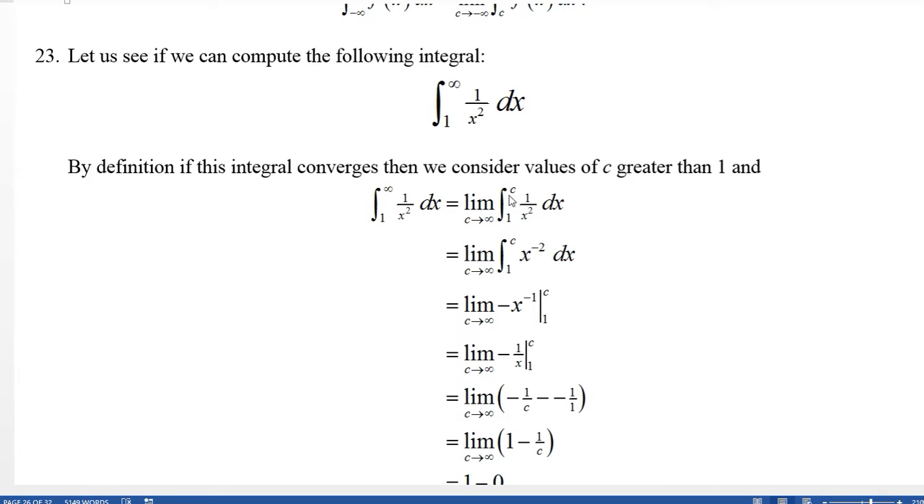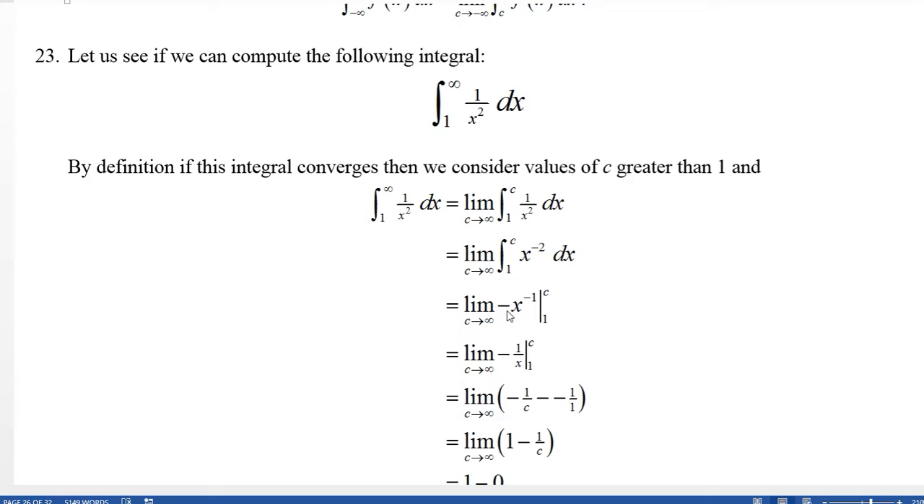Now we know that if we go from 1 to c, 1 over x squared is defined and continuous everywhere, so that integral definitely does exist, and not only that, we can find it. 1 over x squared is just x to the negative 2. We can use the power rule, add 1 to the power, that becomes negative 1, multiplied by the reciprocal of the new power, which is negative 1 here. Then we evaluate from 1 to c.